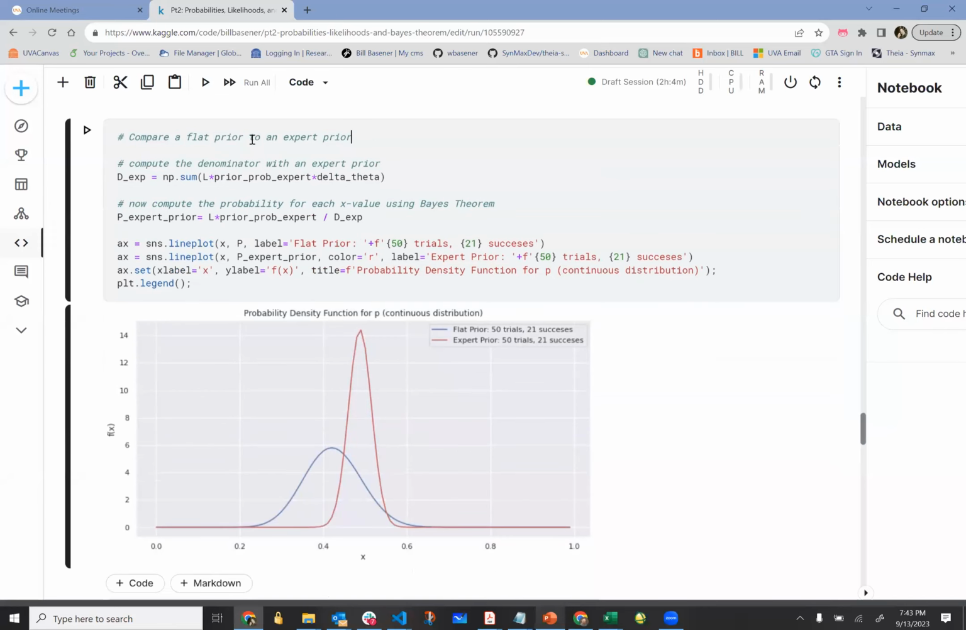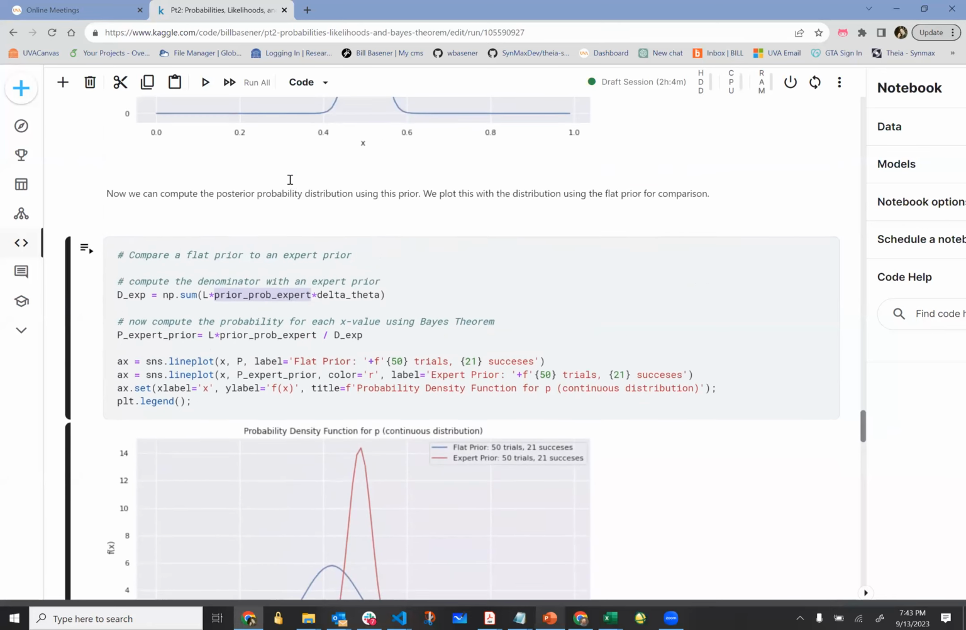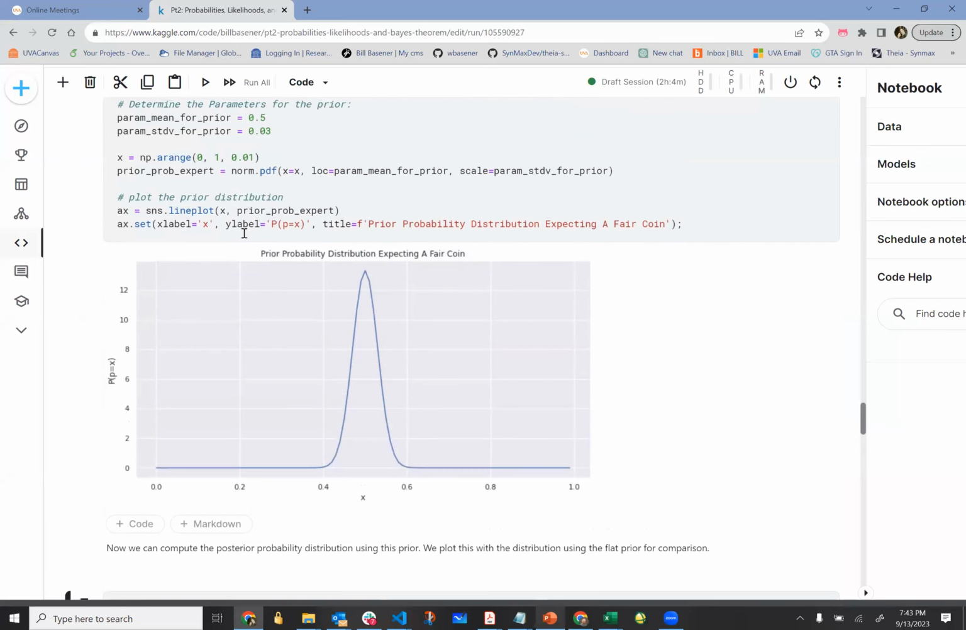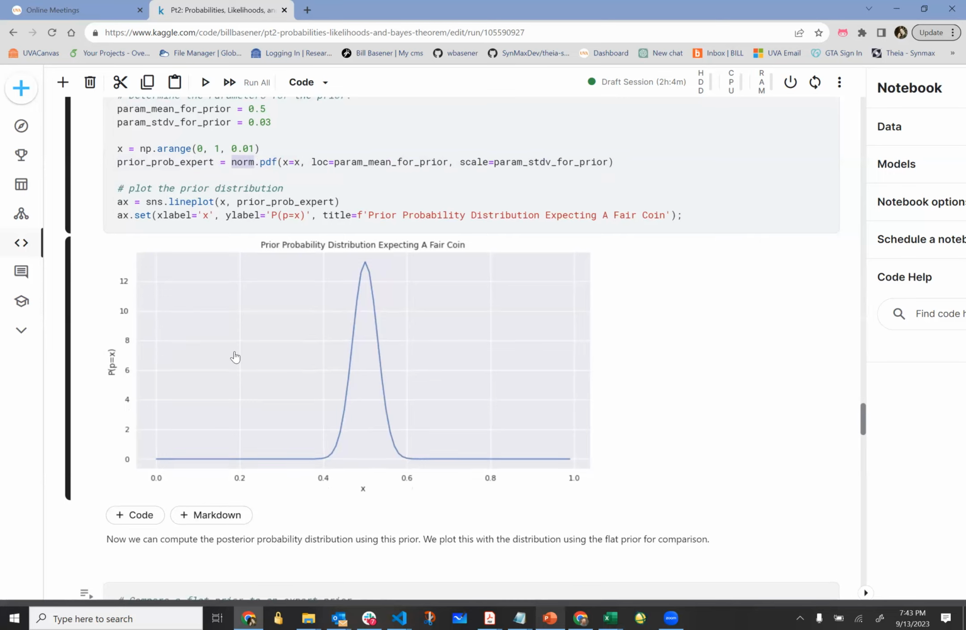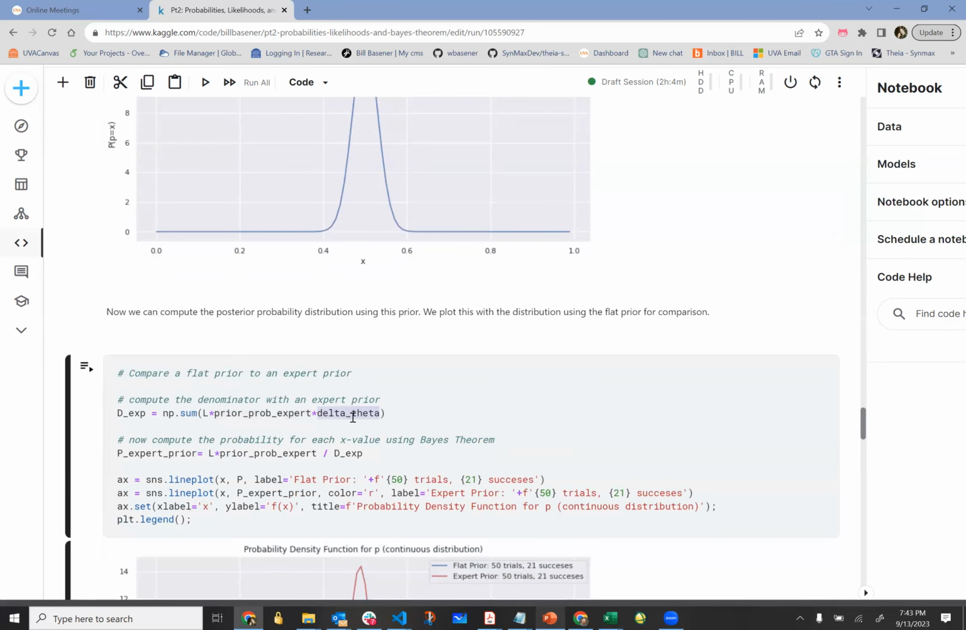Okay, so we're going to compare the flat prior or the uninformative prior with this expert prior. So what we have to do is just recompute the stuff for the expert situation. So here's our denominator for expert. Here's the probability distribution for the expert, which is this blue curve that we computed up here. And we're estimating this blue curve using a normal distribution, right? It gives a probability for every value from 0 to 1. And then multiply by the delta theta.